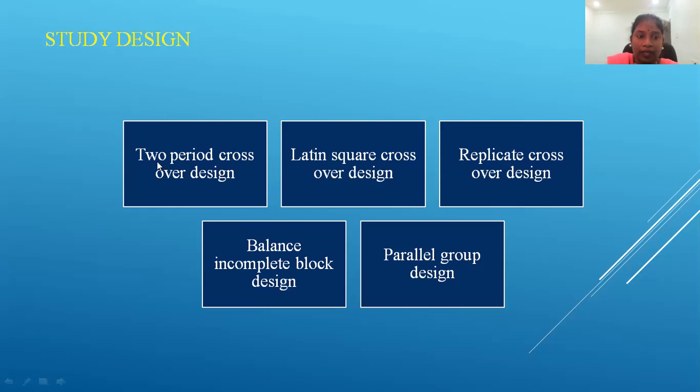Here there is a 2-period crossover design, a Latin square crossover design, and a replicate crossover design. These three we call crossover designs. In crossover design, mainly three types: one is the 2-period crossover design, Latin square crossover design, and replicate crossover design. The next ones are the balanced complete block design, very important, and the parallel group design.